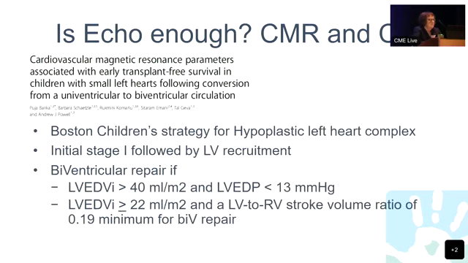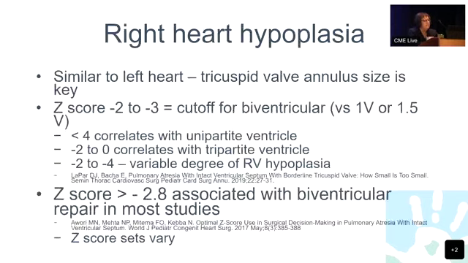In this paper from Boston Children's, they proposed sort of a strategy for the hypoplastic left heart complex based on CMR and CT, proposing an initial stage 1 repair followed by LV recruitment, and then proceeding to biventricular repair if the LV end diastolic volume index is at least 40 and the LVEDP less than 13. And then showing that the LVEDVI at least 22 milliliters per meter squared and an LV to RV stroke volume ratio of 0.19 seemed to be the minimum for biventricular repair.